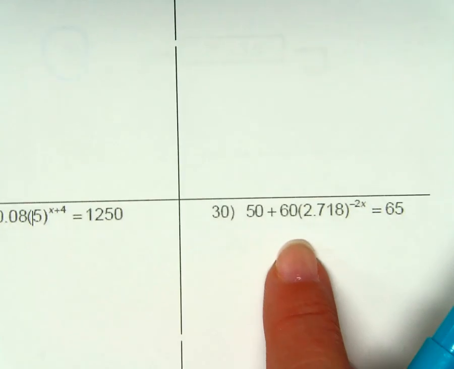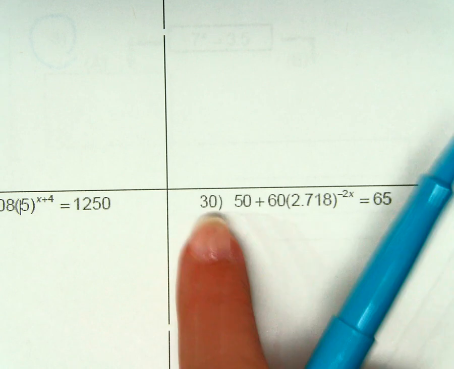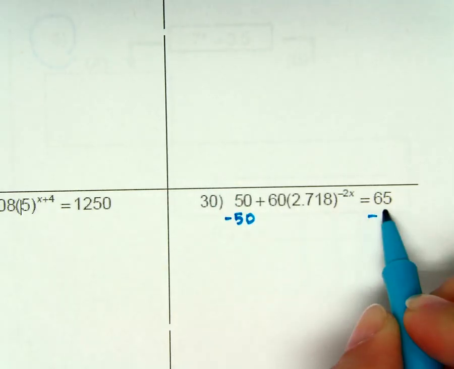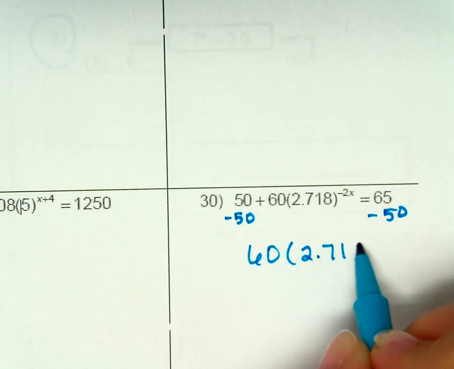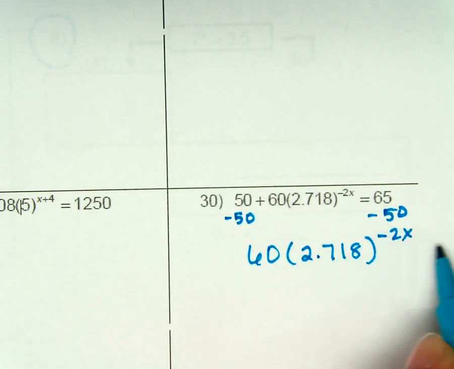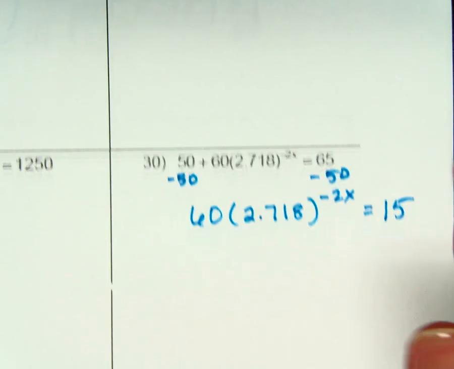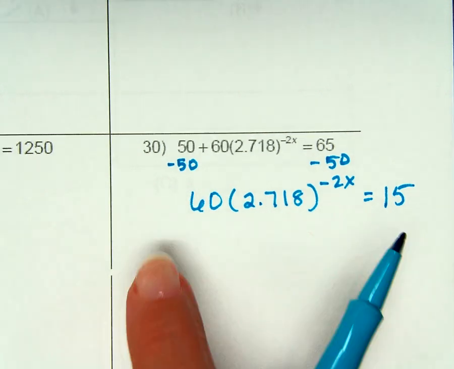What do we do first here? So subtracting the 50 is the appropriate thing to do first. So we would get 60 times 2.718 to the negative 2x equals. What is the most incorrect wrong thing that people try to do right here? They even try to do it on 28, but I didn't talk about it. What do they try to do here?